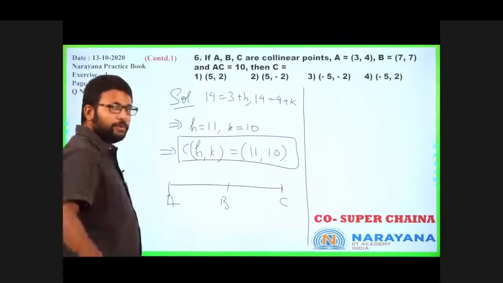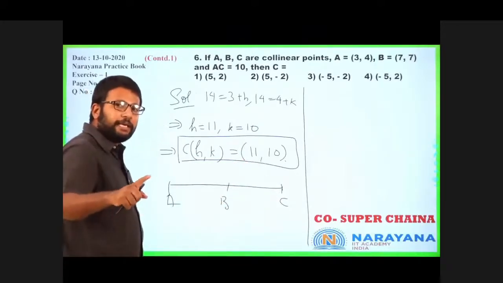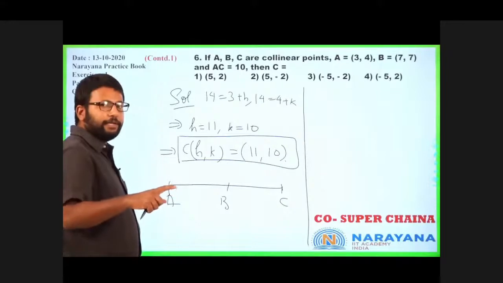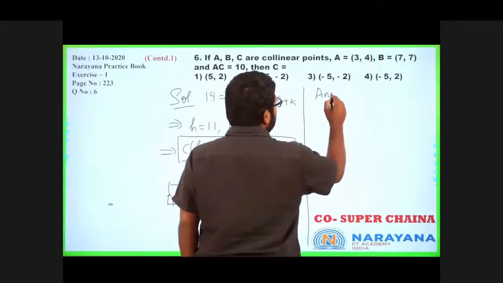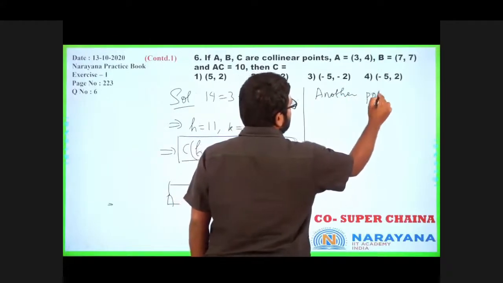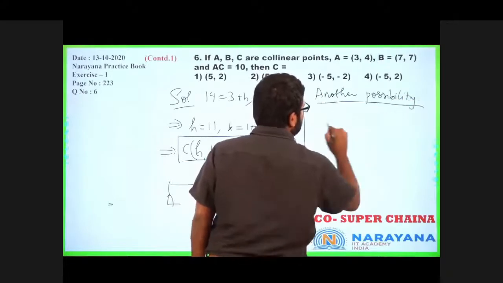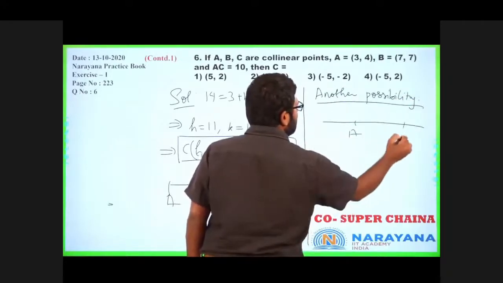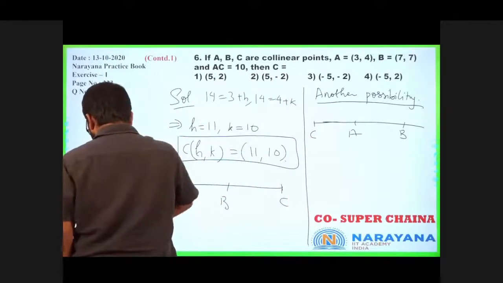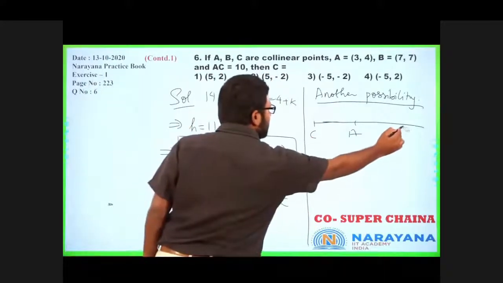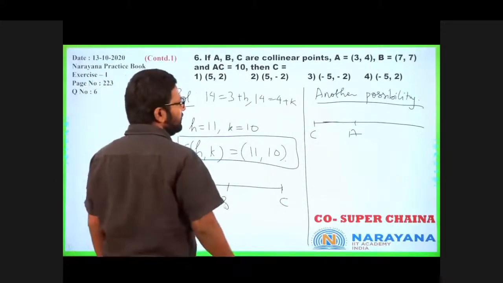Okay, A was given, B was given. Who says that C is on the right side of B? We only know that AC is equal to 10. Right? Which means there is another possibility, which is that C was on the left side of A. This is always possible. No one said that C is on the right side of B.